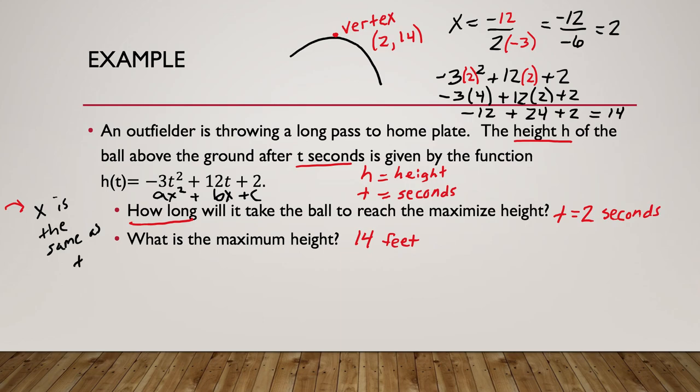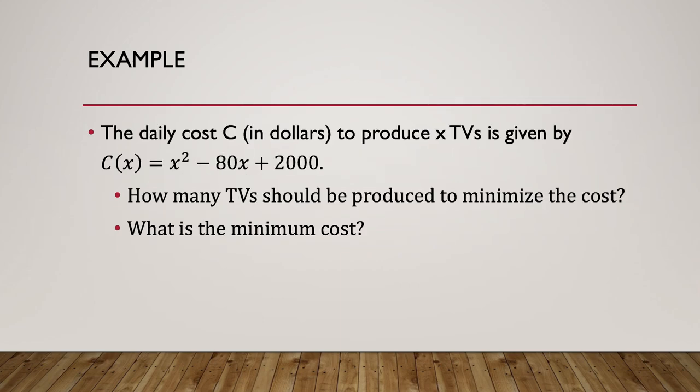All right, so let's try one more of these examples just to have another one to practice. This one says the daily cost in dollars to produce x TVs is given by the function c of x is equal to x squared minus 80x plus 2,000. How many TVs should be produced to minimize the cost?